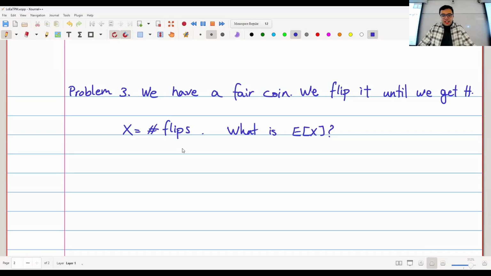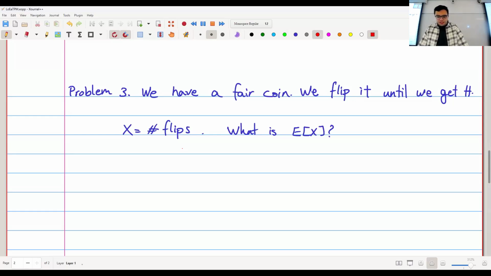And the question is, what is the expected number of flips before you get the first heads? Again, answer me intuitively. It's a fair coin. It's 2. Yeah, so if they ask you how many times on average do you expect to flip a coin until you get heads? 2, right? So we're going to actually prove this.